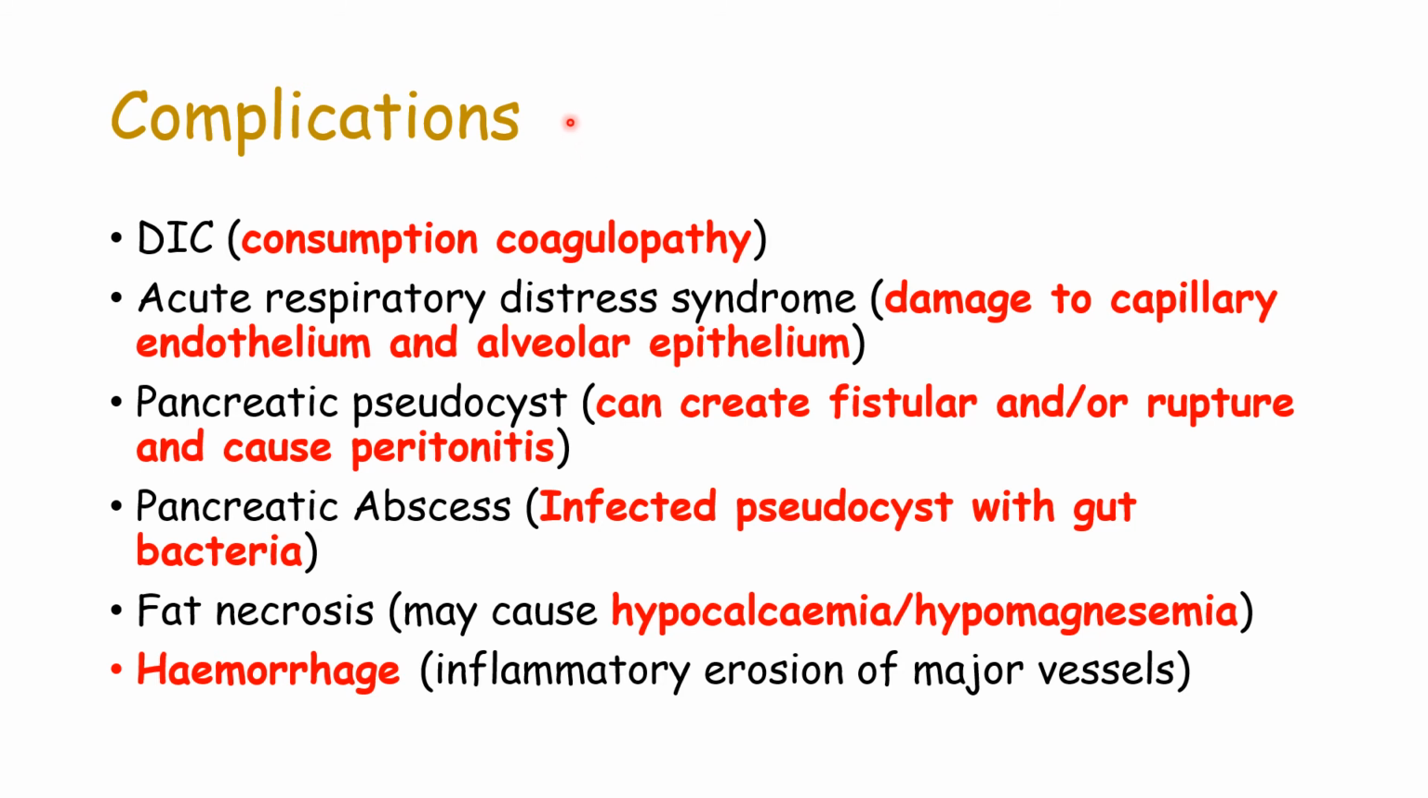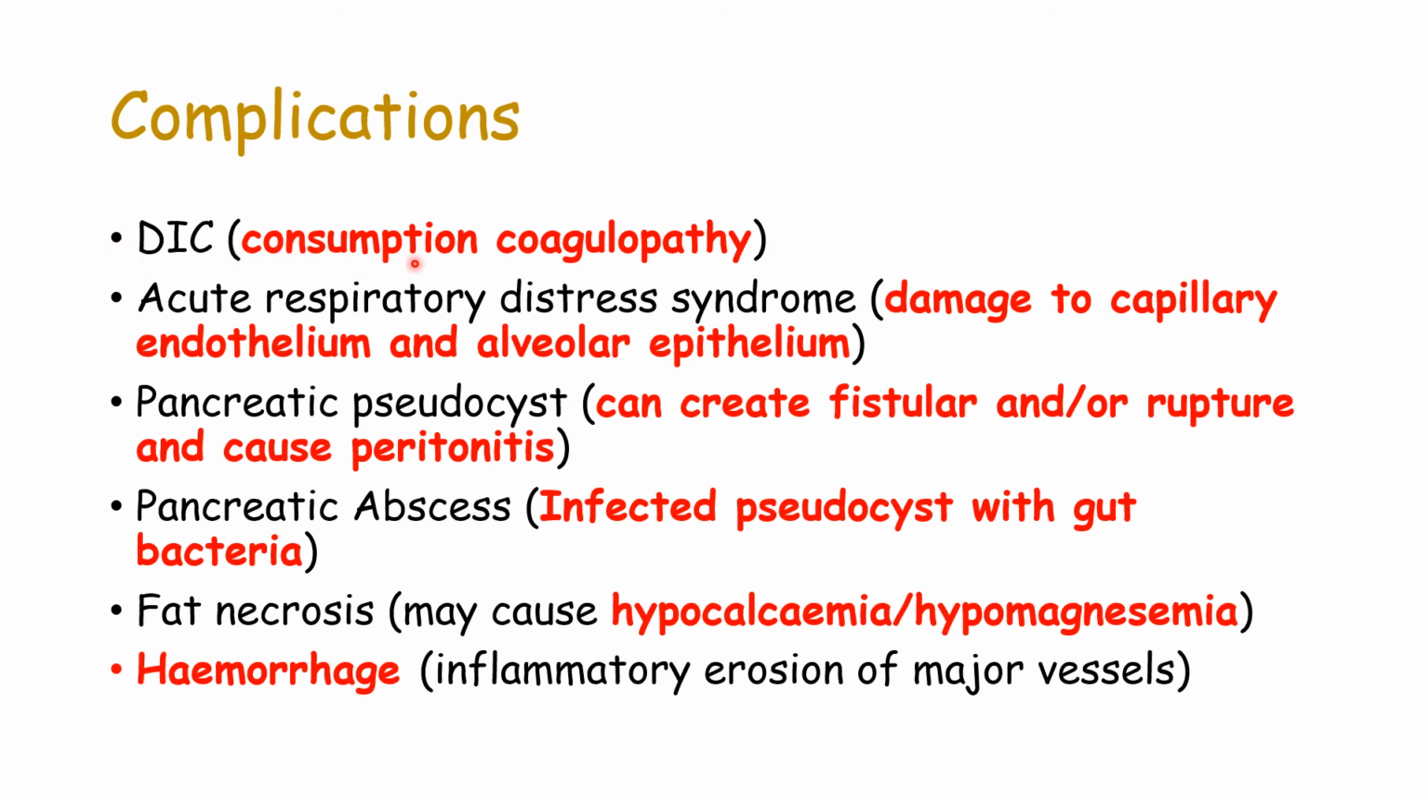This is very, very, very high yield for you to know because these complications play a major role in how you're going to manage your patient and what you should be looking for, because some of them can be deadly. So the first one we're going to talk about is DIC, which stands for disseminated intravascular coagulation. The name itself basically describes the condition.